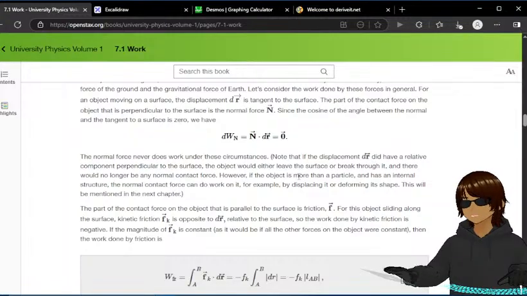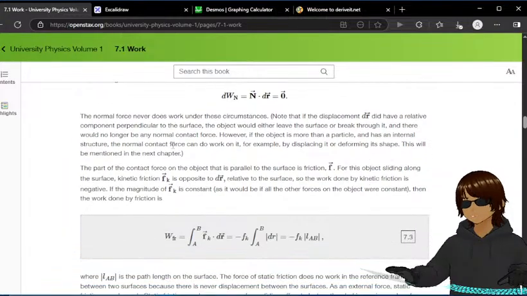However, if the object is more than a particle and has internal structure, the normal contact force can do work on it, for example by displacing or deforming its shape. This will be mentioned in the next chapter.